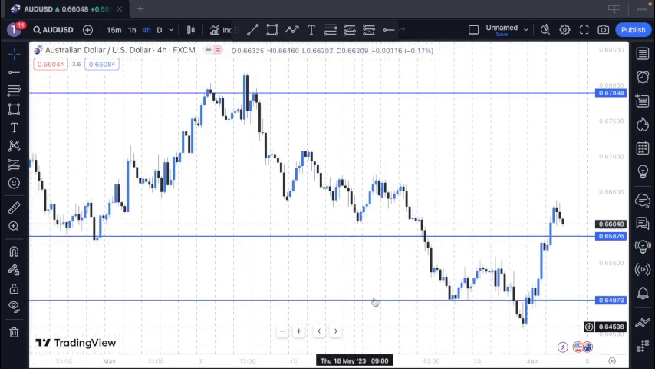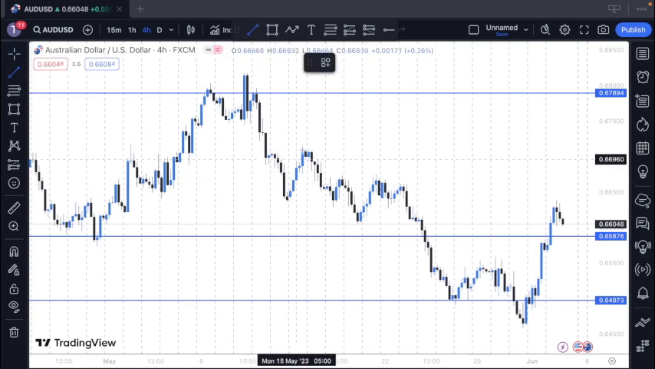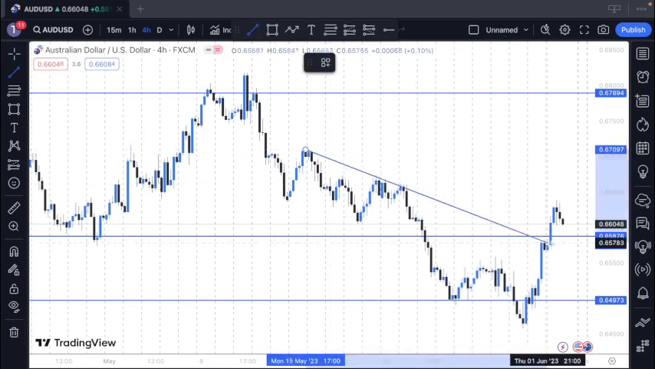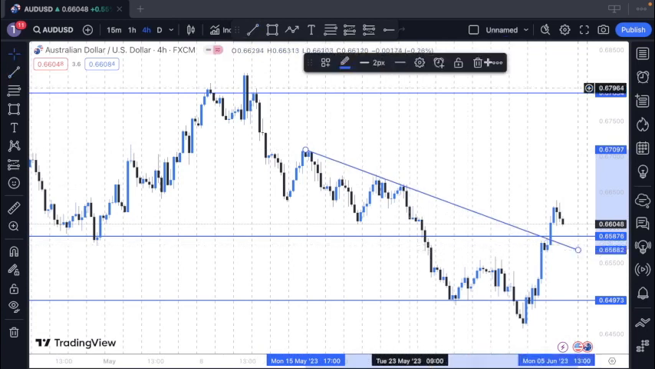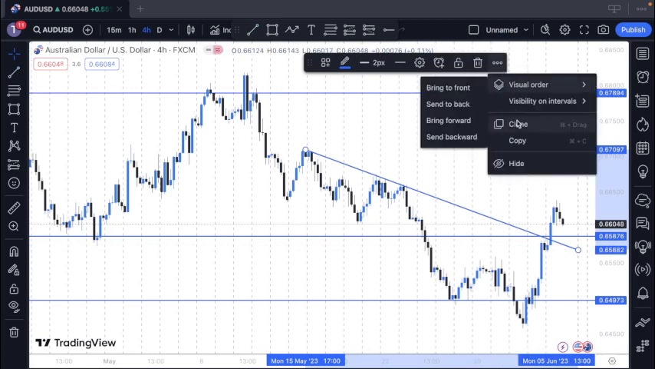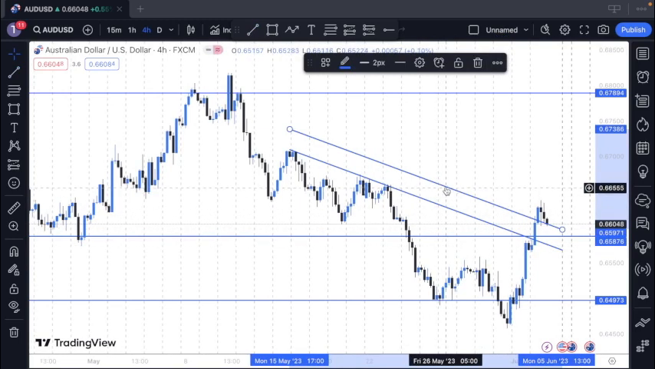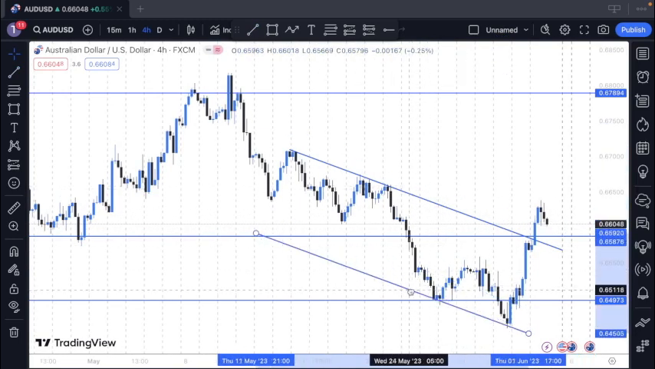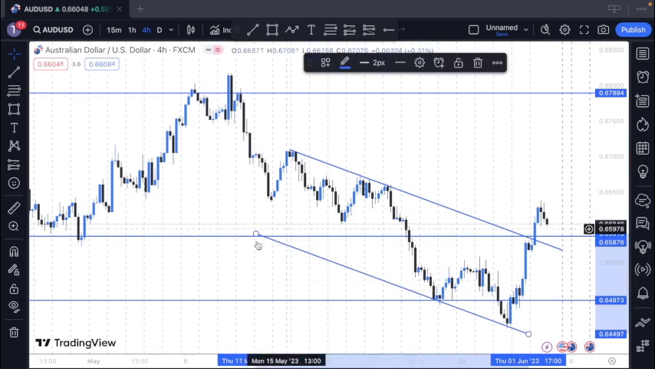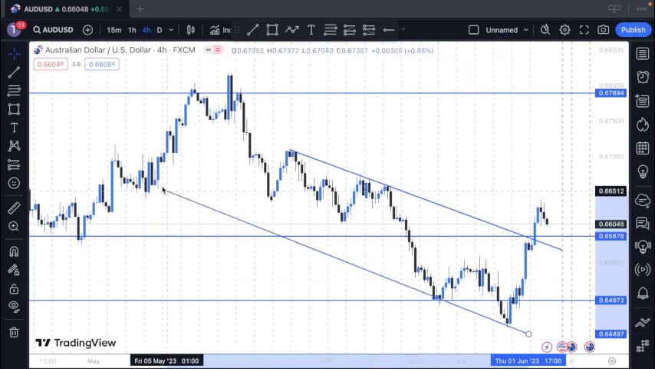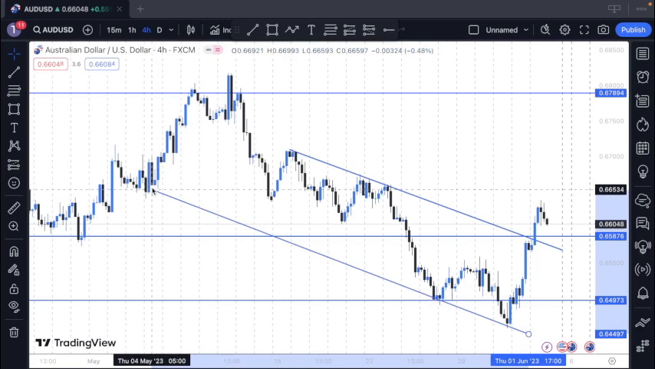Going to my 4-hourly time frame, already I can see this beautiful downtrend right here. Looking at my 4-hourly time frame, I can see this beautiful downtrend. Let me clone this. In cloning it, we have this. Okay, let me just drag it a bit to see.